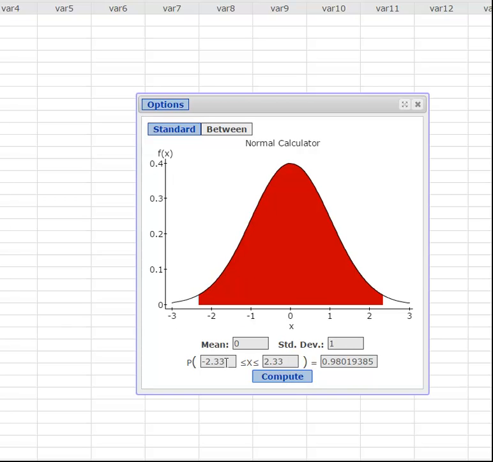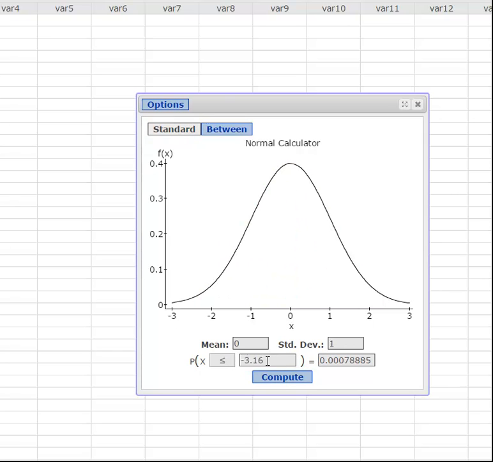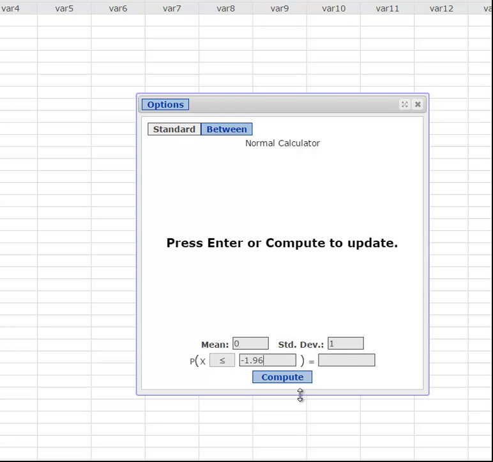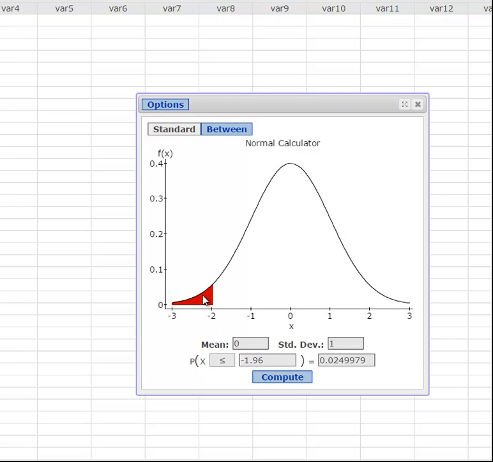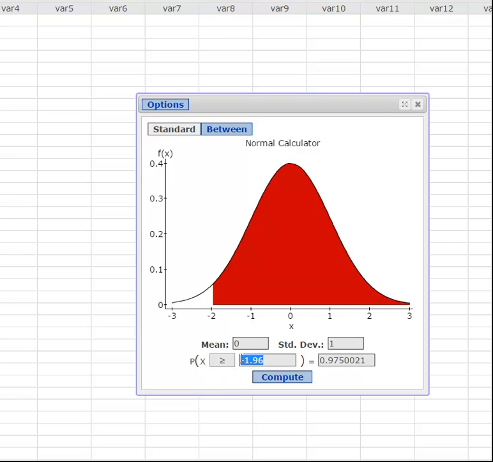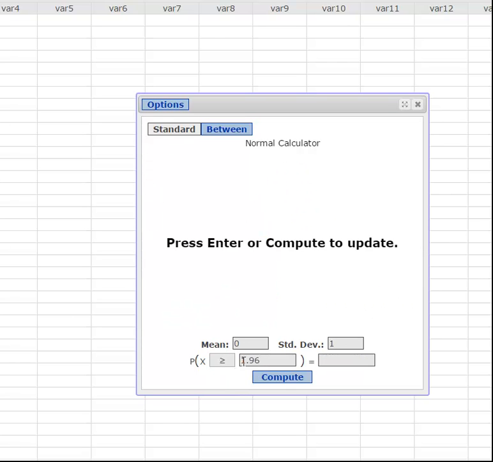So I'm going to switch back to standard and put in negative 1.96. It's going to shade that area. This is the area here that I would want to double. So to get the final answer for that, I would double 0.0249979.